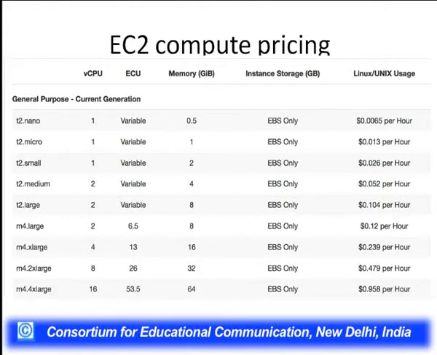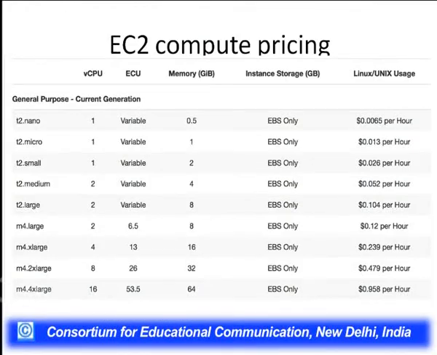Here we have different instances, like T2 nano, T2 micro, T2 small, and we have M4 instances, which are for memory intensive applications. These instances have different costs. For example, if you are going for T2 nano, it offers you computing services in the form of one virtual CPU. In such a case, if you're going for a Linux based operating system, it will cost you around 0.0065 per hour.